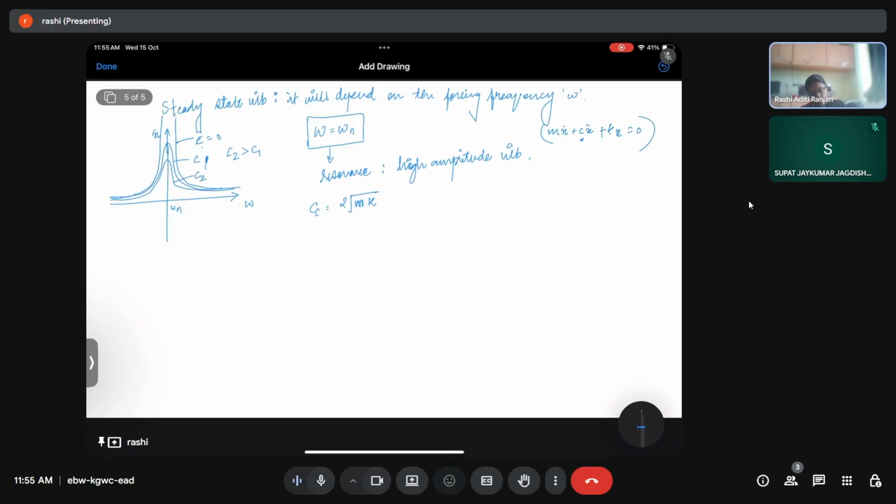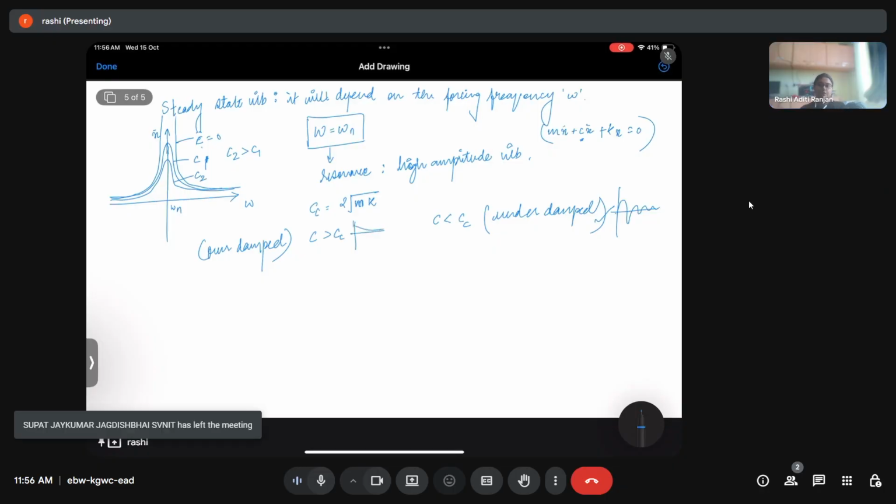Apart from that, we have C greater than Cc and C less than Cc, which we call the underdamped, sorry, not undamped, underdamped system, and this which is the overdamped system. So for the underdamped case, we are going to have some vibration kind of a thing. For the overdamped case, the behavior is going to be straight, like this. No transient vibration.